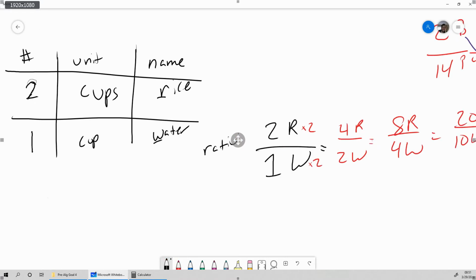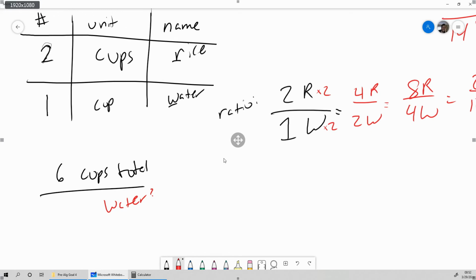Now, suppose the question was, I want to fill up my rice pot, which can take 6 cups total. How much water would I use? This is a little bit different because I need to find out how many total cups I'm originally using. So let's do that. I know my proportion will always be 2 fractions equal to each other. Well, what I want is water for 6 cups total.